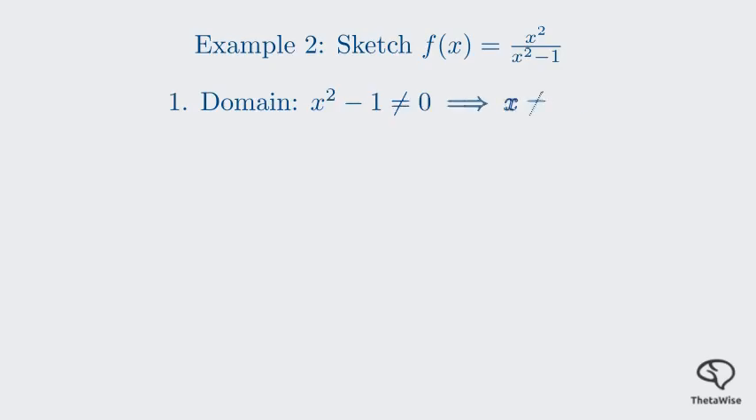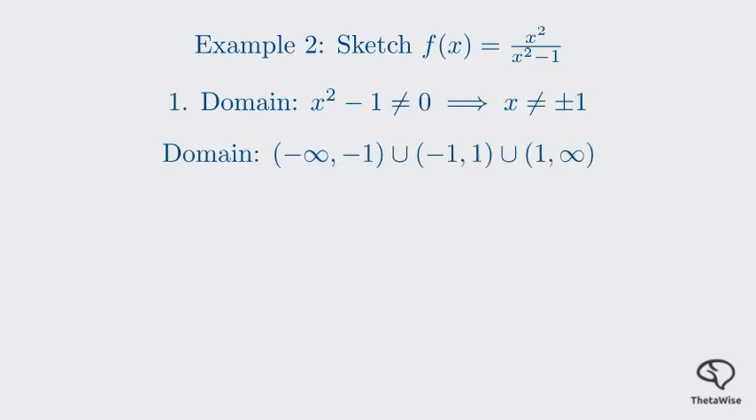Let's try a second example. This time, we'll sketch the curve of a rational function, f of x equals x squared over x squared minus 1. Our function is f of x equals x squared over x squared minus 1. First, the domain. Since this is a rational function, the denominator cannot be 0. We set x squared minus 1 equal to 0, which gives us x equals plus or minus 1. So the domain is all real numbers except for 1 and negative 1.